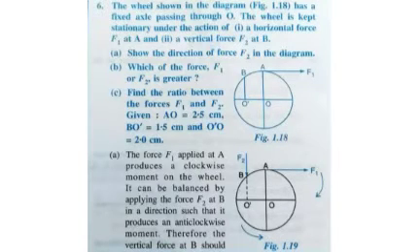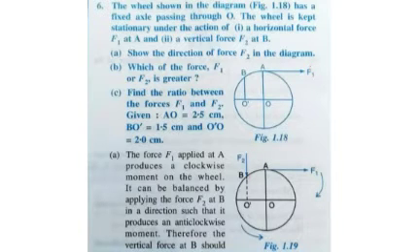Now question number 6. The wheel shown in the diagram has a fixed axle passing through O. The wheel is kept stationary under the action of the horizontal force F1 at A and vertical force F2 at B. Show the direction of force F2 in the diagram. We have to show this direction of force F2 in the diagram. This one.